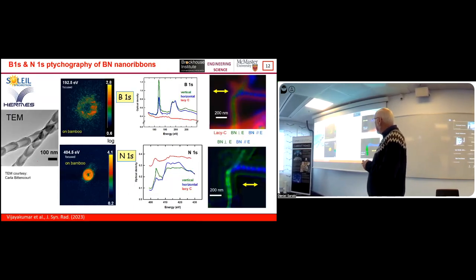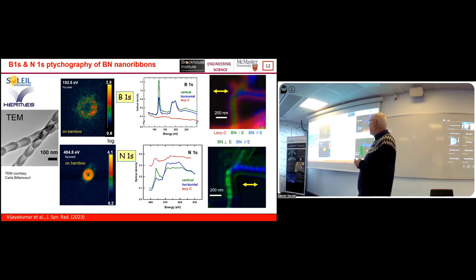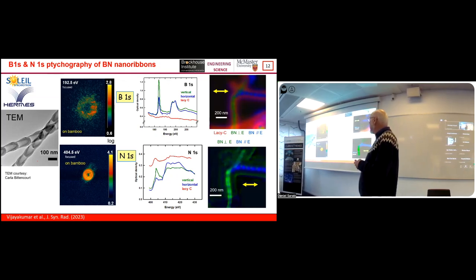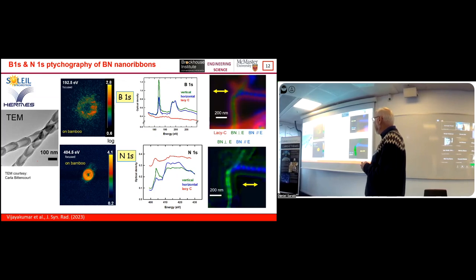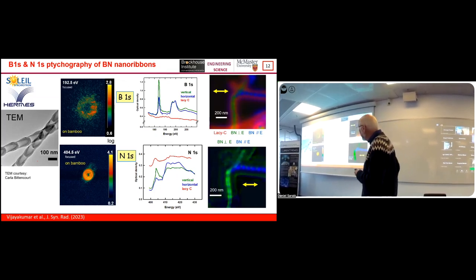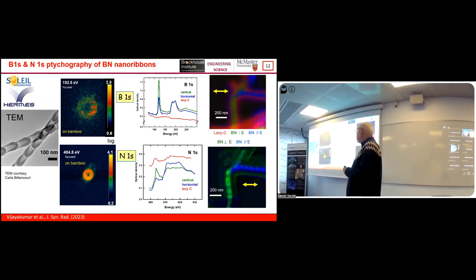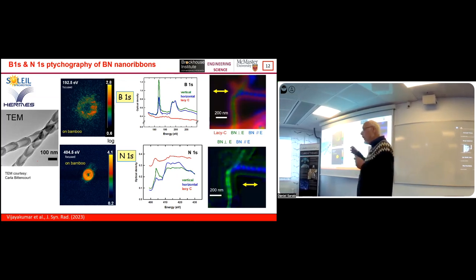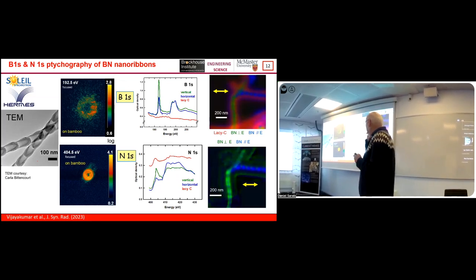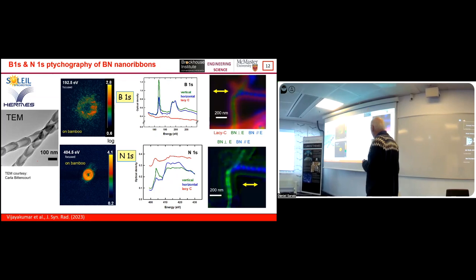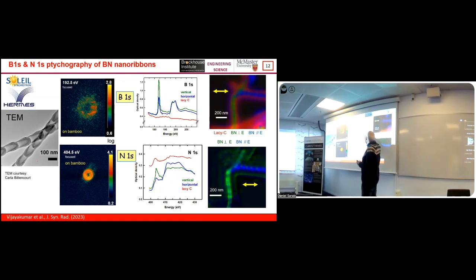Second example that we explored, again, to push the energy to lower energy values, is a set of boron nitride nano ribbons. They're beautifully structured nanomaterials, very much like a piece of bamboo when the segments are linked to each other. And we're measuring the full spectroscopy with ptychography, as well as the dichroism.